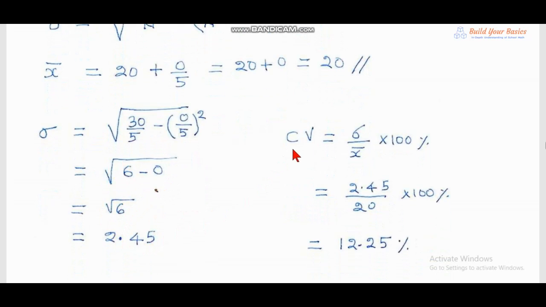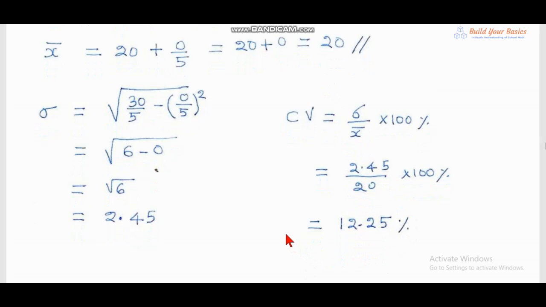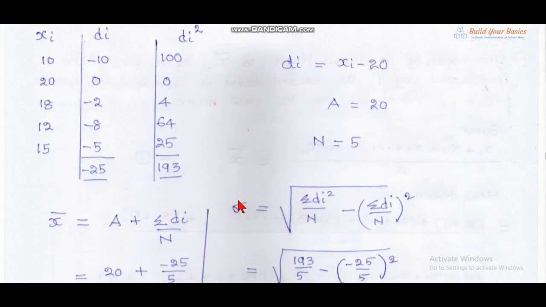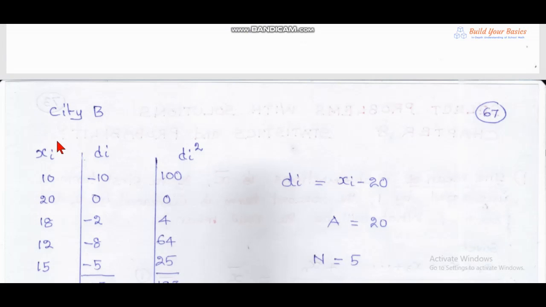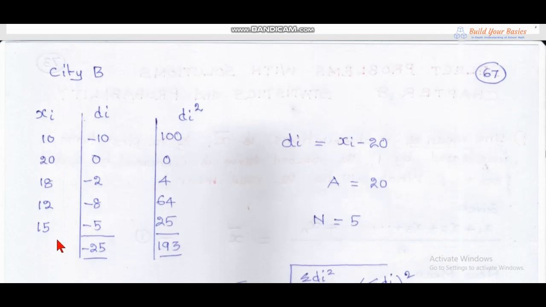So coefficient of variation is sigma by X bar into 100%, that is 2.45 divided by 20 into 100%, that is 12.25%. Now we take up city B. The values of X are given: 10, 20, 18, 12, 15. We take assumed mean 20. So Di equals Xi minus 20. So the Di values are calculated.